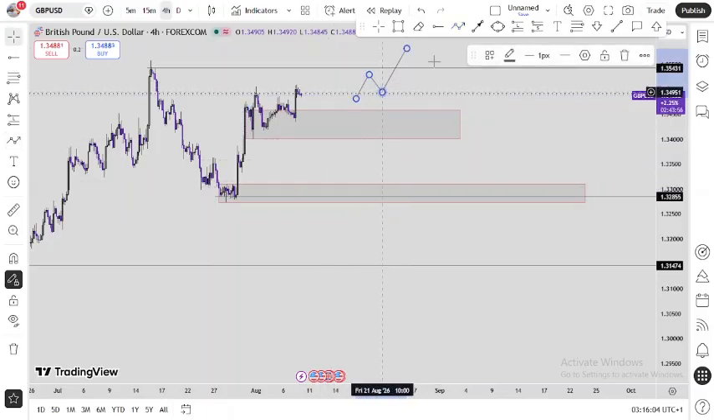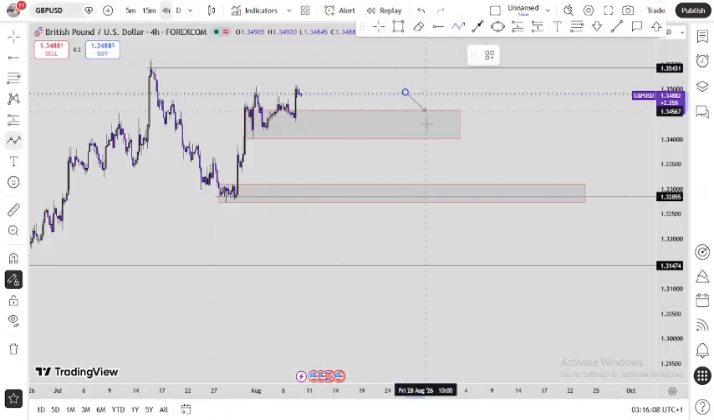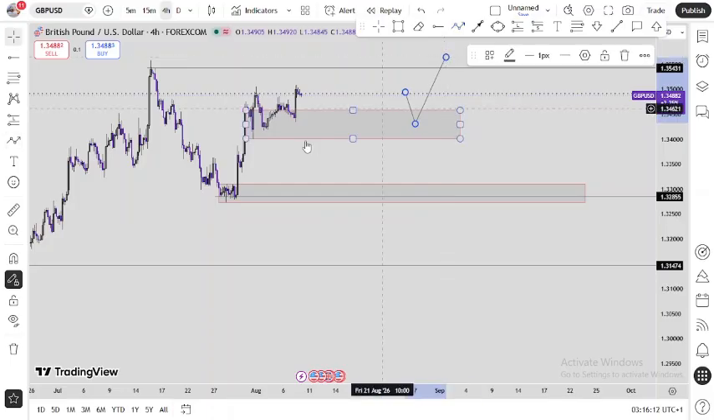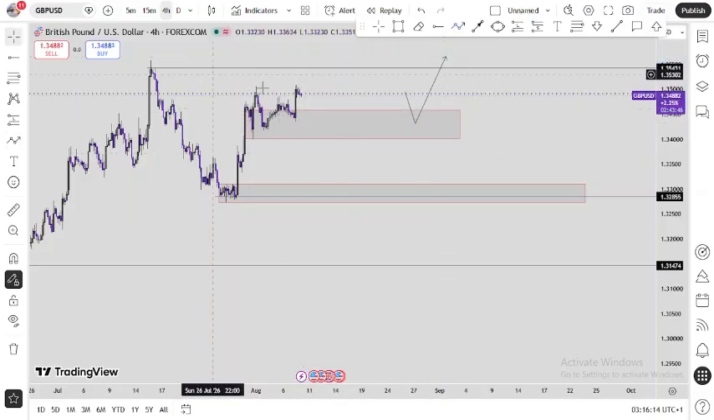But then for now we are looking for price to come back into this demand area here before we look to long the market. And as you can see, there isn't much structure showing us bearish signature, so there isn't really a reason for us to be looking for sell right now.